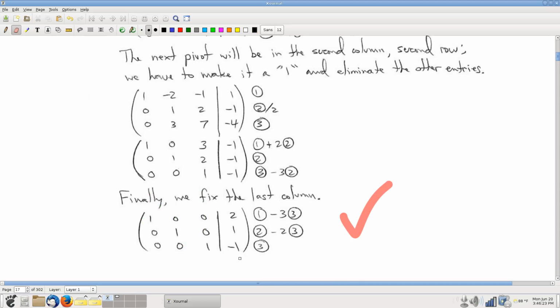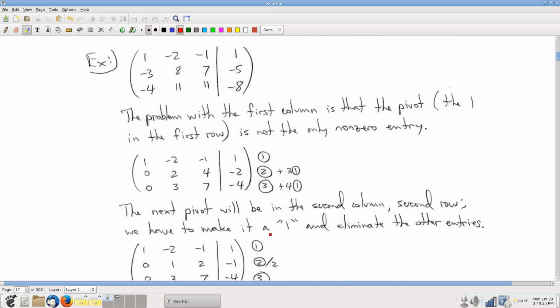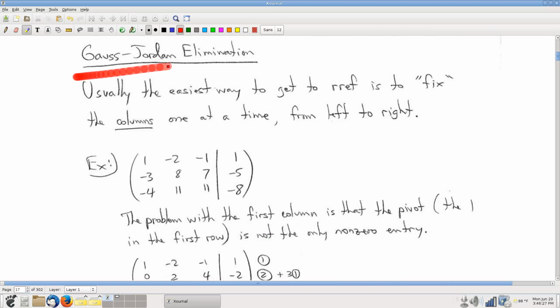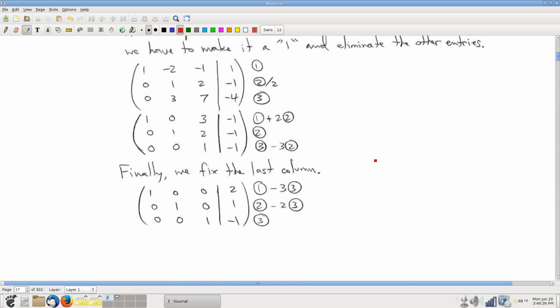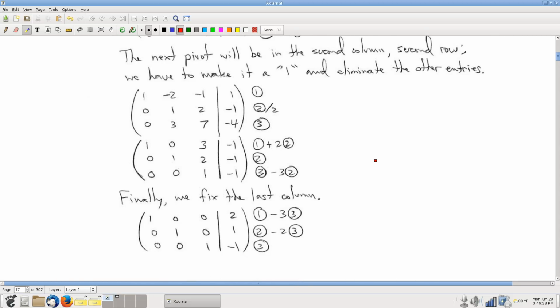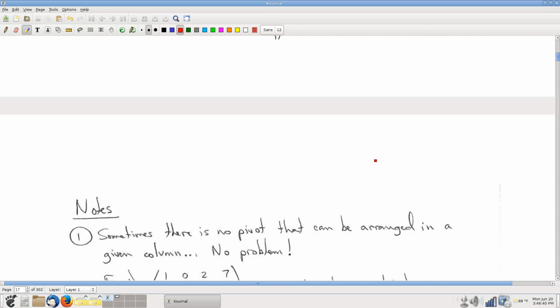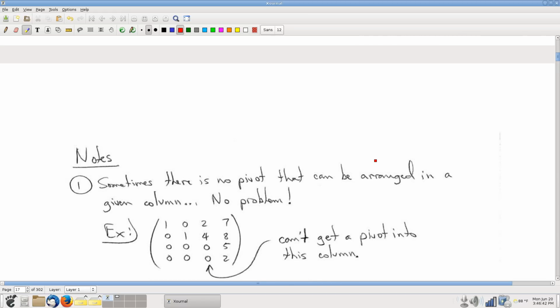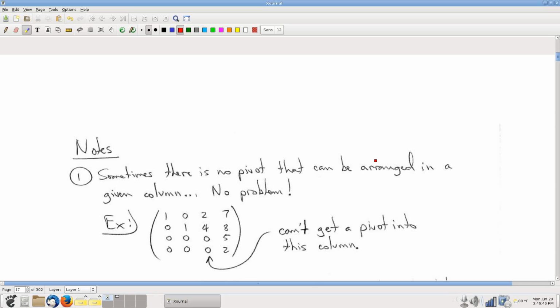Okay, so broad strokes, this is the strategy. This is Gauss-Jordan elimination: to fix the columns one at a time, moving left to right, using row operations as necessary. Now, it won't always work out exactly this way. Sometimes there are little issues that come up. So here's an example.